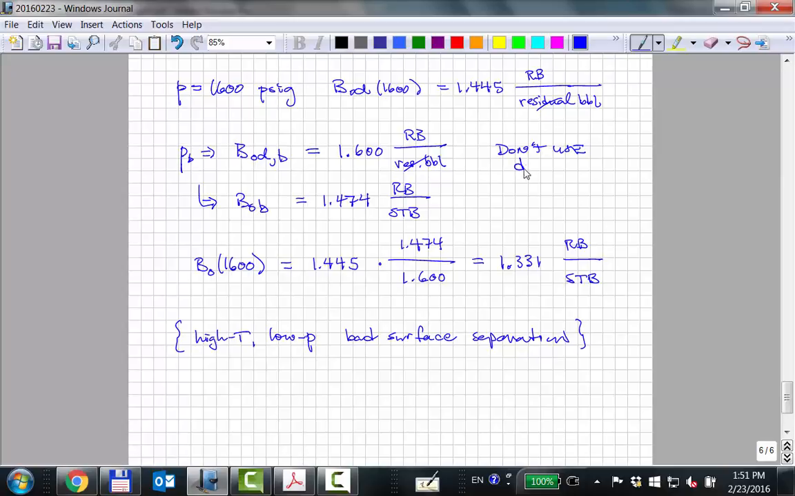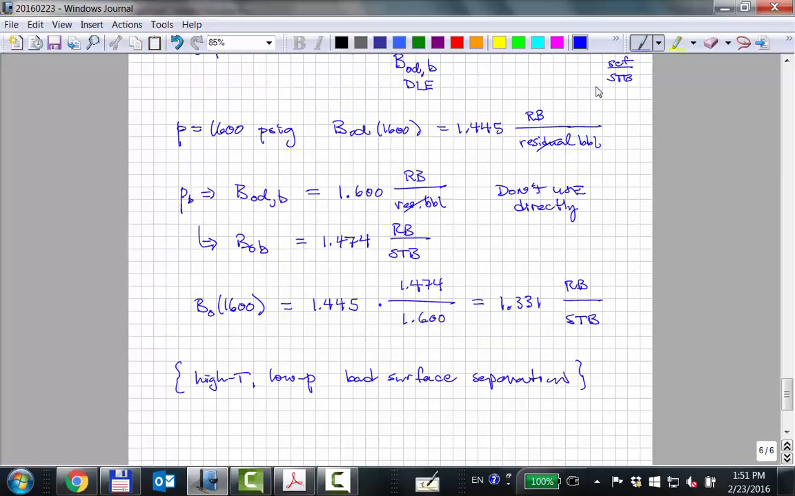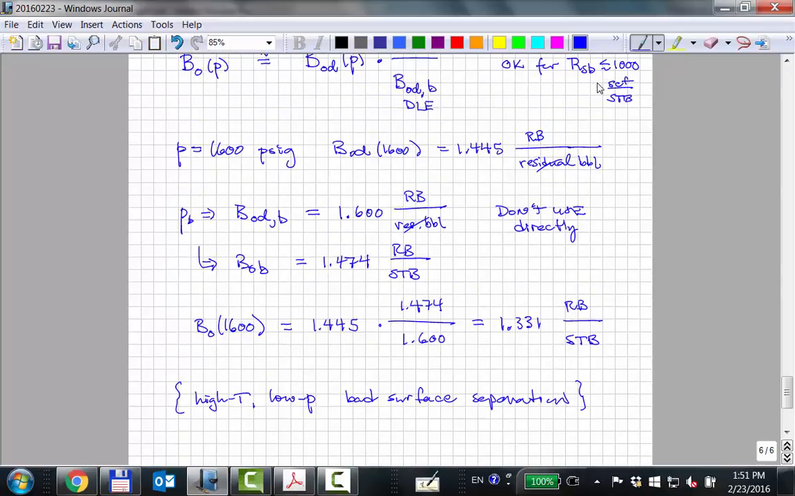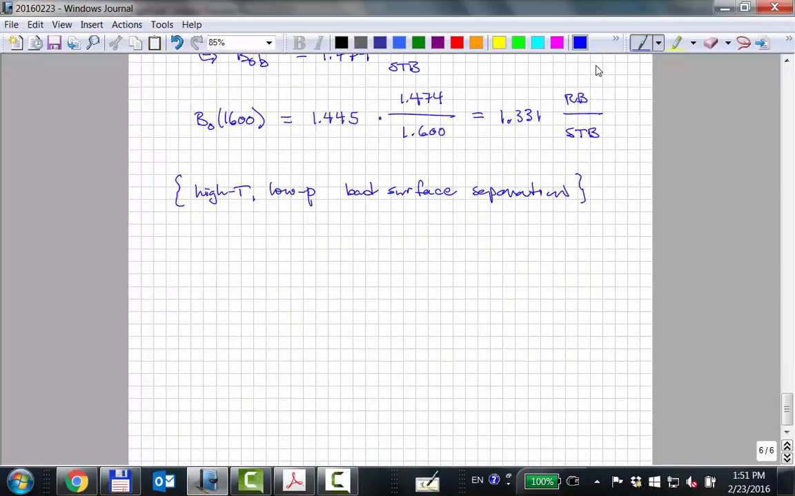Why are we not doing this correction for above bubble point? You will, but that correction is trivial. There's no above bubble point data in the DLE. The DLE starts at the bubble point. We have to go to the CCE to correct the higher pressures. Okay.